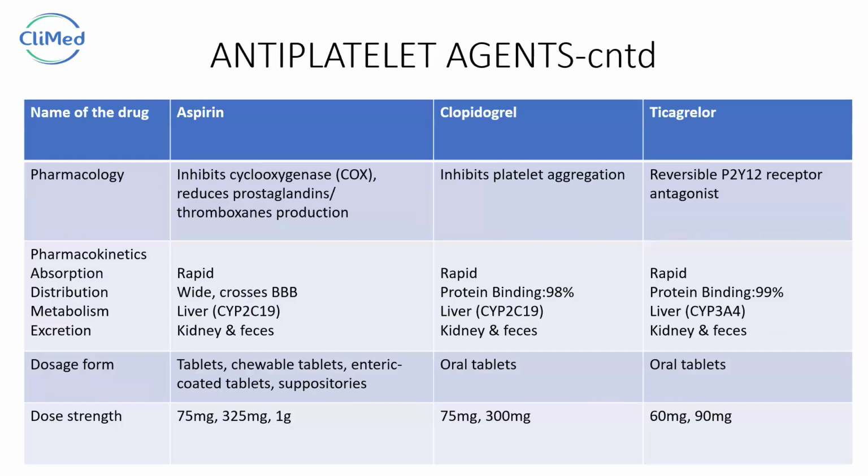Pharmacology of aspirin. It inhibits cyclooxygenase and thereby reduces prostaglandins or thromboxane production. Pharmacokinetics. Rapidly absorbed. It has wide distribution and crosses blood-brain barrier. It is metabolized in liver by cytochrome P2C19 isoenzymes, excreted in kidney and feces.